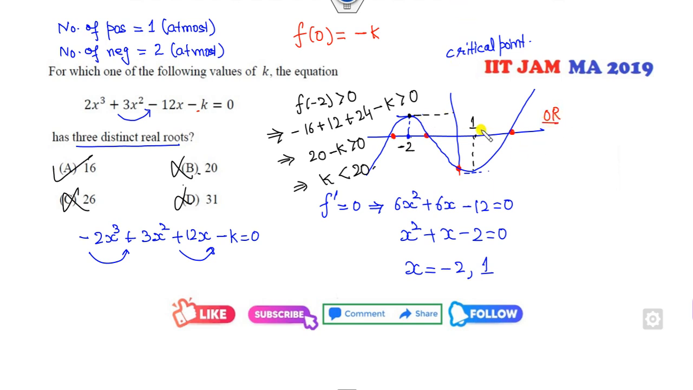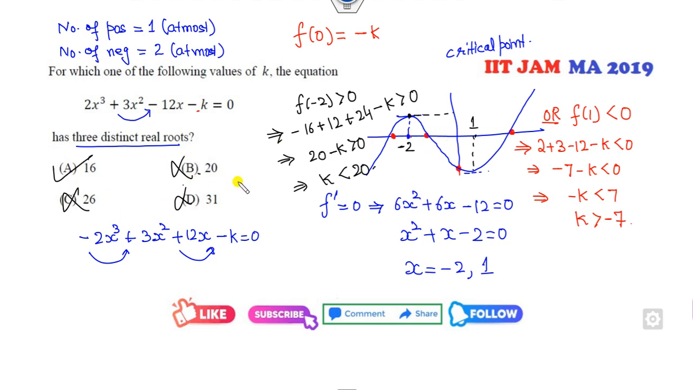Or you can also see from here, what is f of 1? It is less than 0. So if I substitute 1 here, it will be 2 plus 3 minus 12 minus k is less than 0. So that means minus 7 minus k is less than 0. So that means k should be greater than minus 7. All are satisfied. But from this, only 16 will be satisfied. Or you can see I got k less than 20. Fine. So that is the only one satisfied.